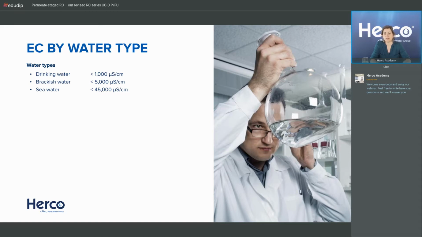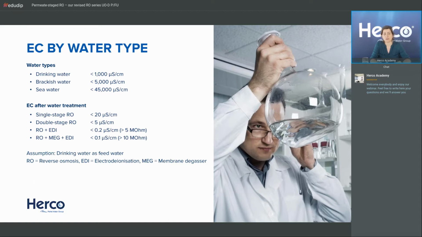Now, if we see where we end up after treatment, we have a look at the values, electrical conductivity after water treatment. Normal, typical standard unit would be a single stage RO, UOD series, for example. Typically, you get a conductivity of less than 20 microsiemens per centimeter after treatment in the permeate. Of course, it depends a bit on your water quality in the inflow, but if you have up to 1000 microsiemens per centimeter in the inflow, you would have less than 20 in the permeate.